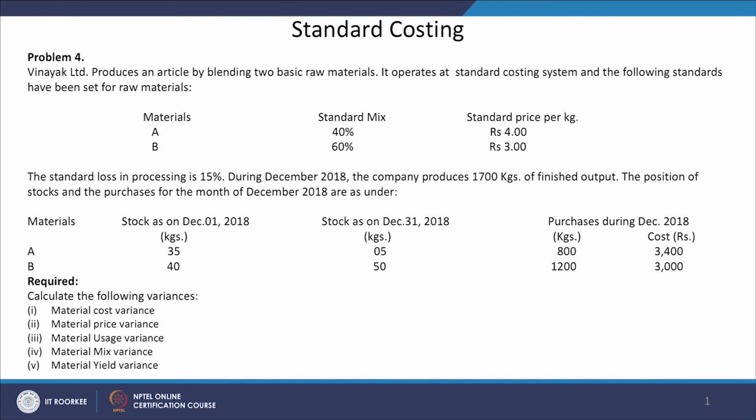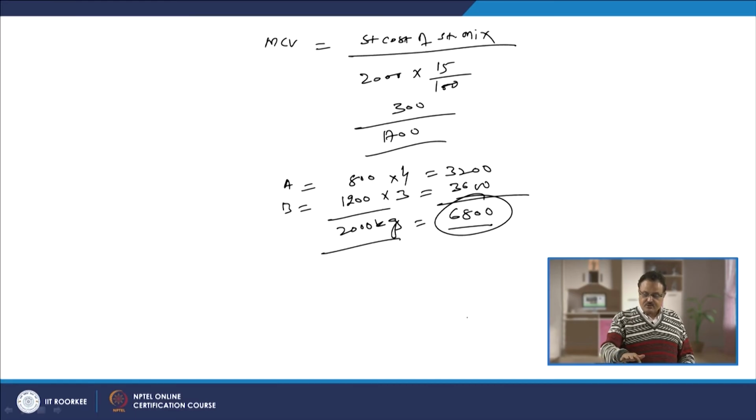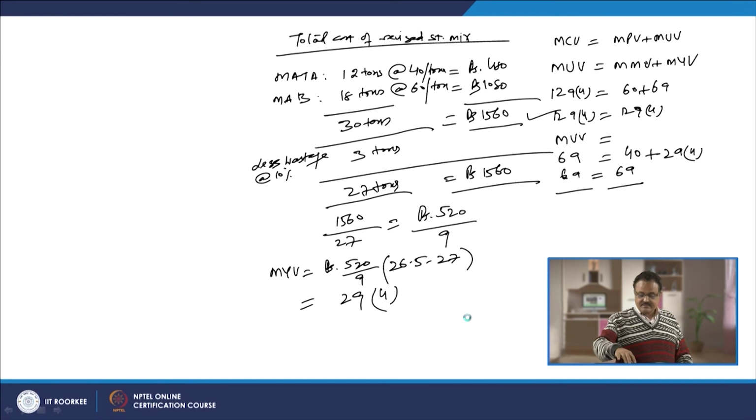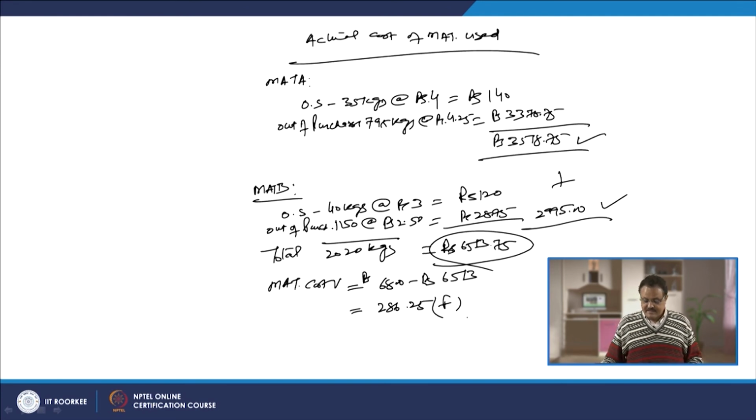Because if you look at the rates given here, the standard quantity was 2000 kgs and we have used an actual quantity of 2020, but there is a difference in the price. If you calculate the price difference per unit, the standard price given to us is 4 rupees and 3 rupees per kg, but the actual price has come down in one of the materials. The actual price was 3, and in the case of the second one the actual price paid is 2.50.